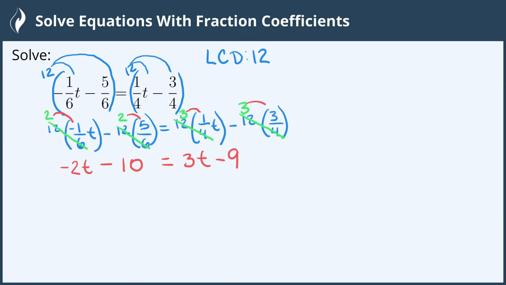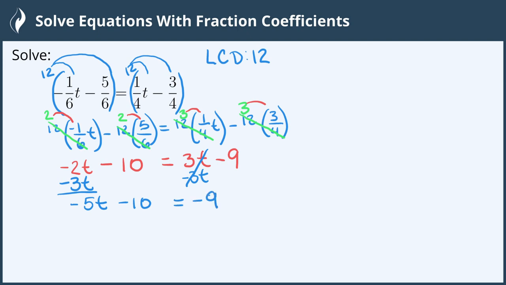Now we have a much simpler equation. We need to combine all of the variables on one side. I'm going to choose subtracting 3t so that all of the variables go to the left. 3t cancels, and combining these like terms, negative 2t minus 3t is negative 5t. We still have minus 10 and negative 9.